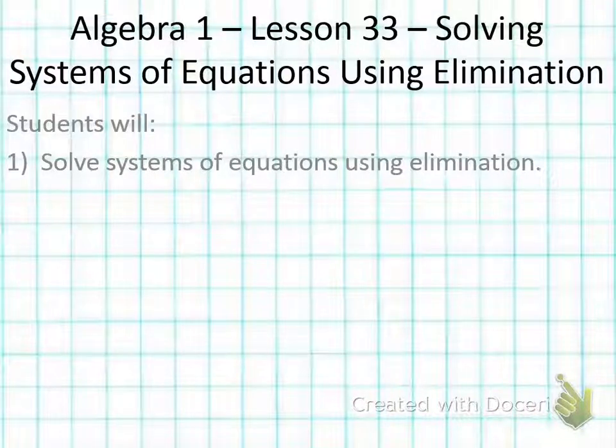So this is lesson 33, solving systems of equations by elimination. So far we talked about functions, and we talked about how we put things into functions and they pop out numbers, okay, and that we could use a graph to show how they pop out, okay.